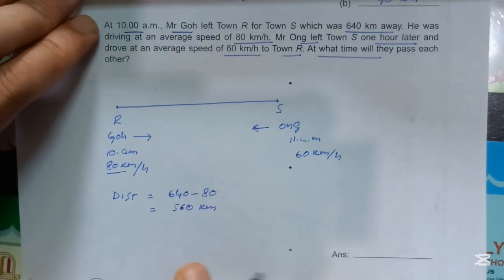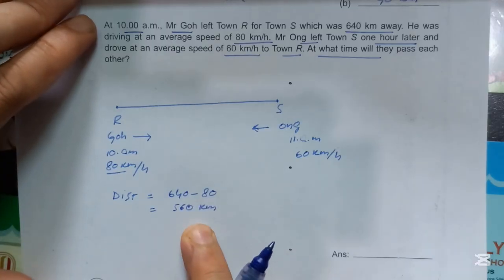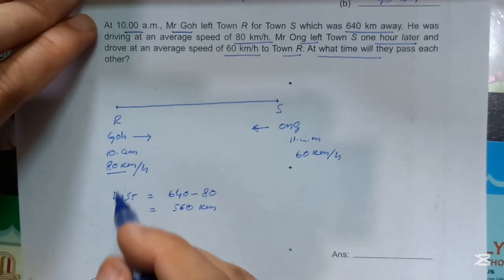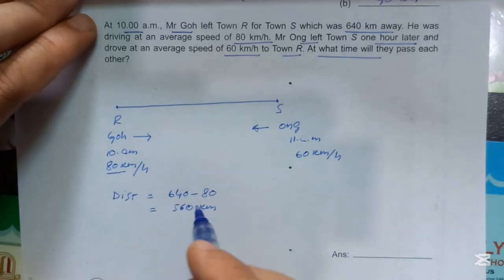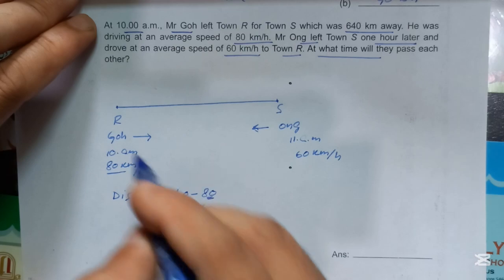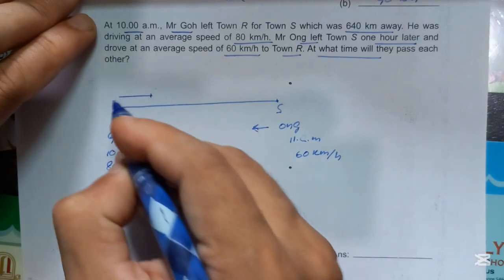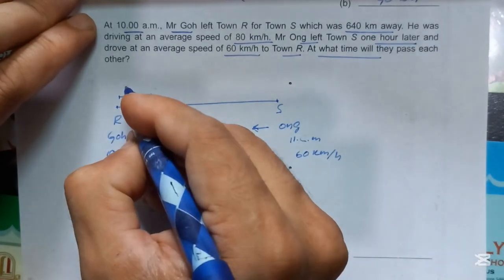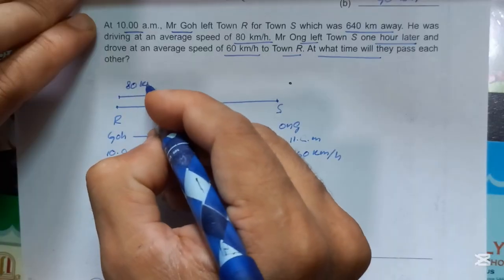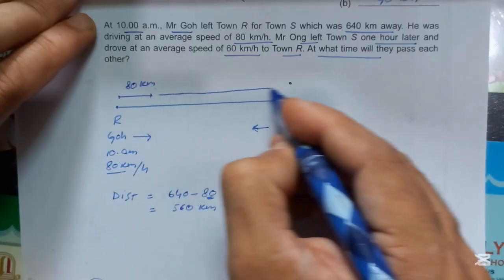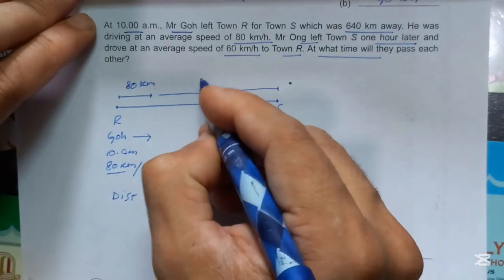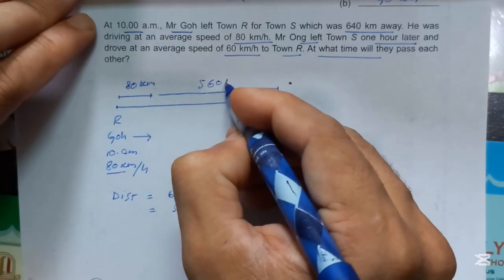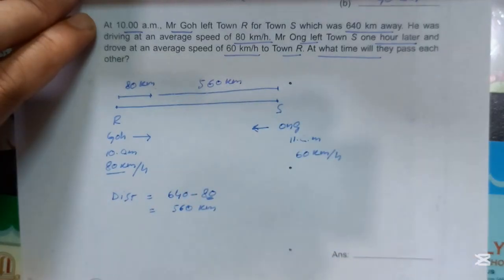This is the distance which both have to cover to meet each other, because this is the distance which Mr. Go has covered before Mr. Ong started. So this is 80 kilometer. So the remaining distance is 560 kilometer. Okay.